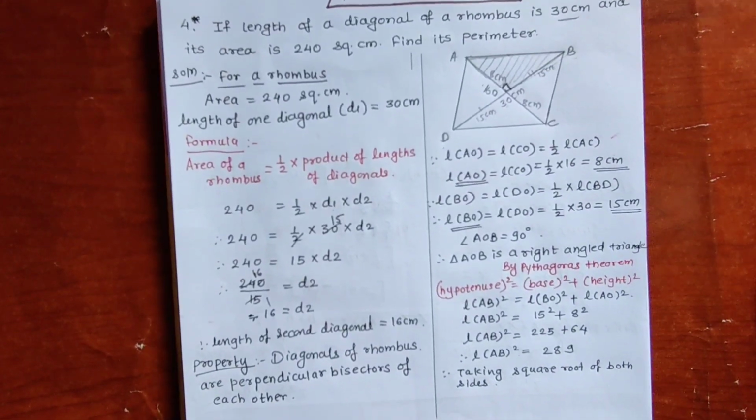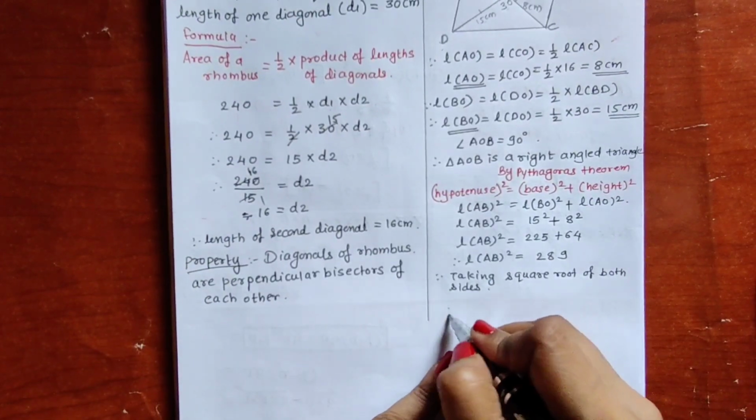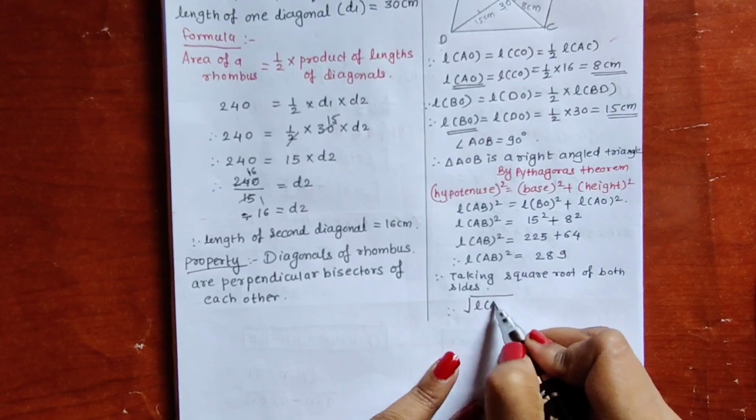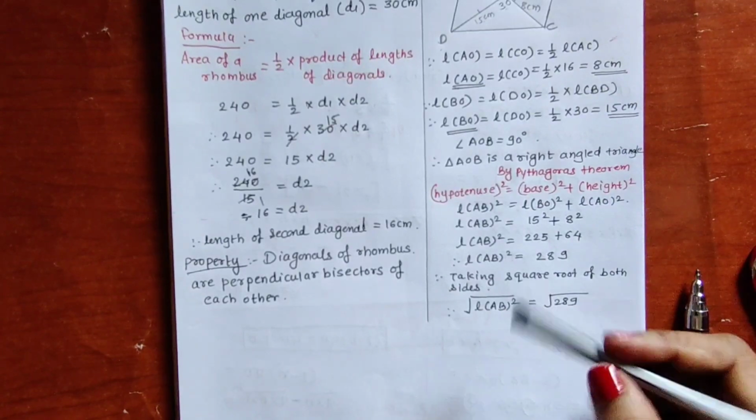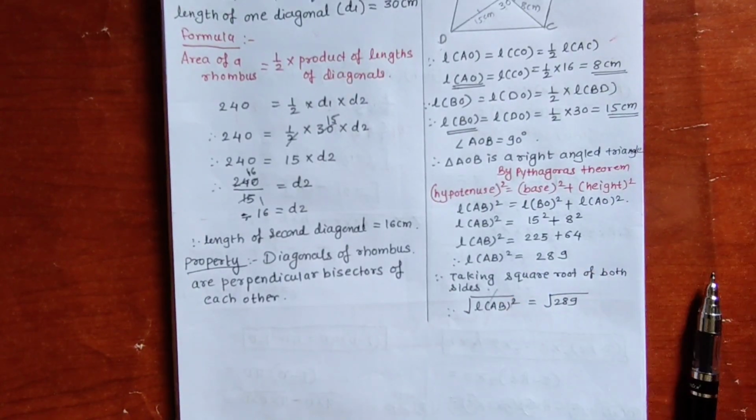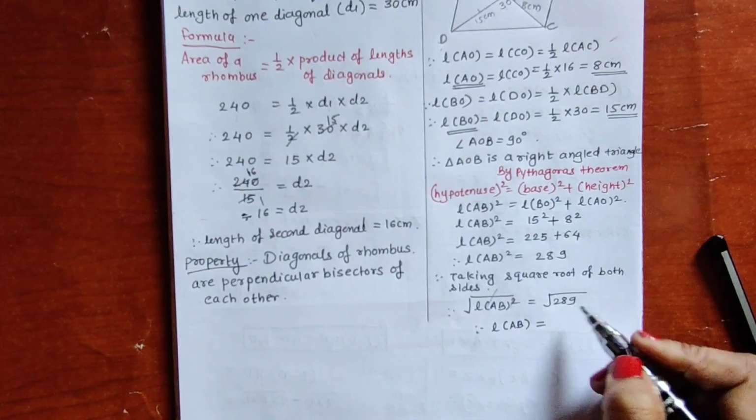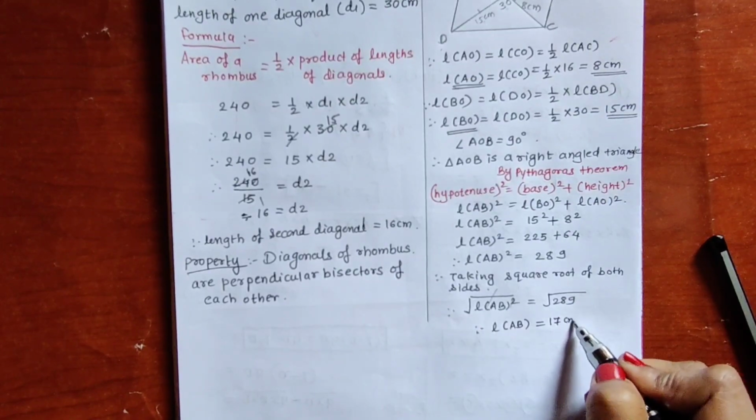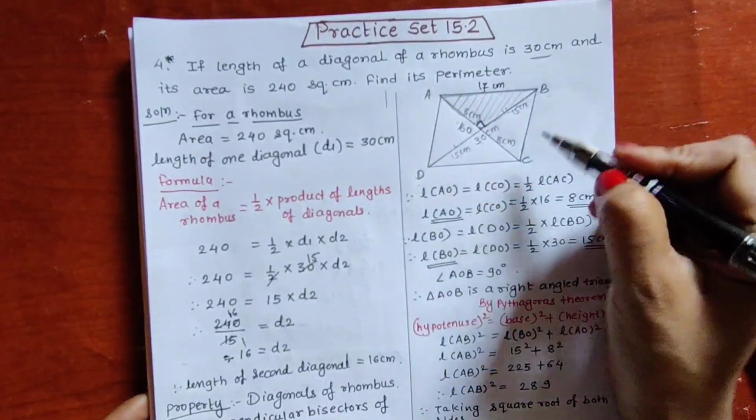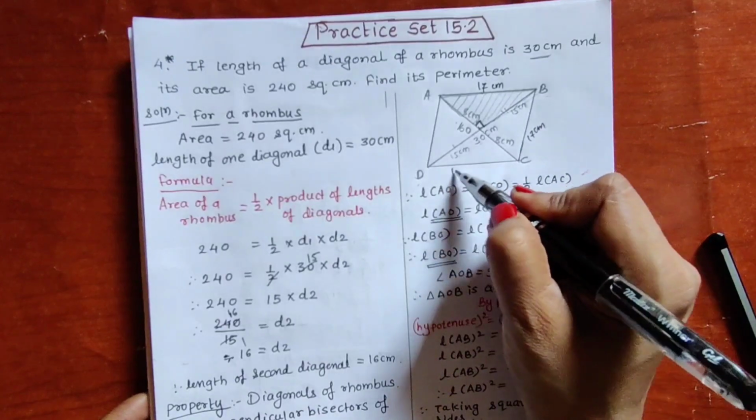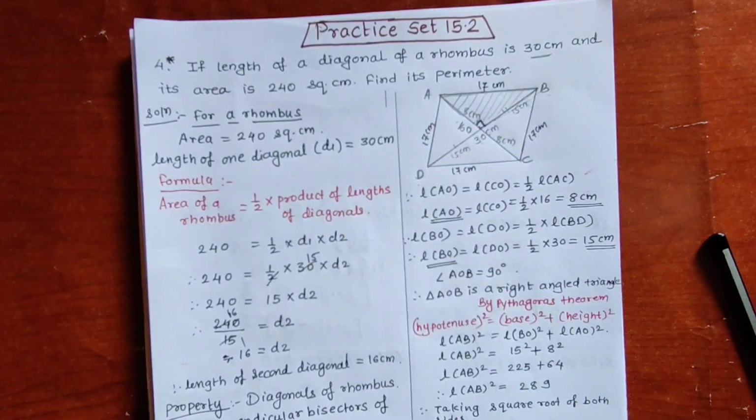So what should be written next? Next we can write, therefore, under square root length AB square is equal to square root of 289. Now this square and square root cancel each other. Only length AB will be remaining, and here the square root of 289 is 17 centimeter. So in this way we have got AB as 17 centimeter. As AB is 17, BC is also 17, DC is also 17 and AD is also 17, because all sides of a rhombus are congruent with each other.